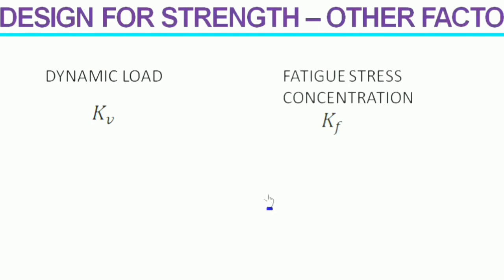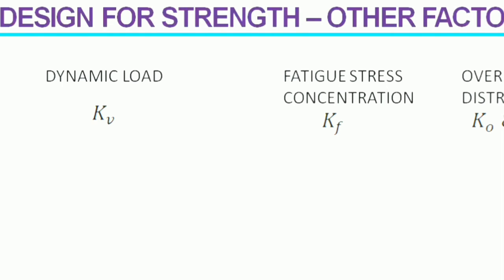Now the next factor, the fatigue stress concentration factor. There can be localized stress at the root of the gear, and the value of this can be much higher than the average value calculated from the previous method. So this factor accounts for that. And there are factors which consider overload and load distribution on the gear, Ko and Km. Load distribution comes due to non-uniformity in the load. If you are supplying a uniform load, then the Km value will be 1.